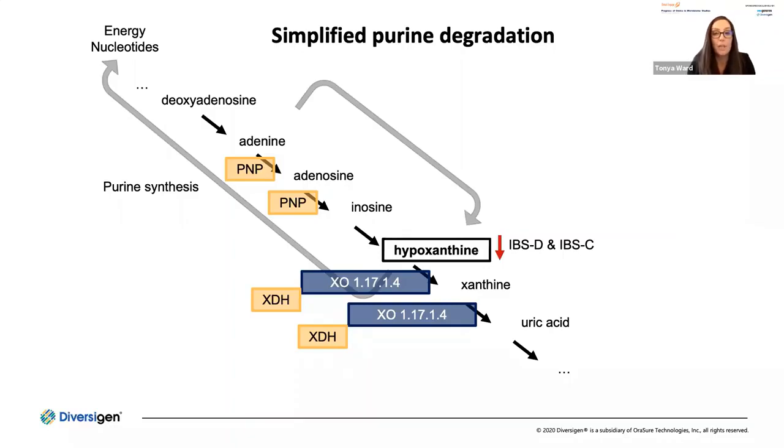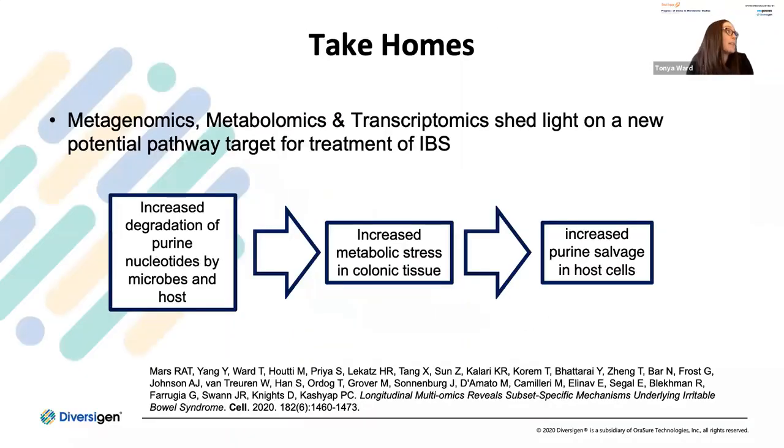So our take-homes from this are that metagenomics, metabolomics, and transcriptomics together are shedding light on new targets for treatment of IBS. And in general, this whole pathway that comes together is that increased degradation of purine nucleotides by the host and microbes leads to increased metabolic stress in colonic tissues, and that in turn leads to increased purine salvage in the host cells. And that's it for my case study. So I will head over to Greg and let him present his slides.